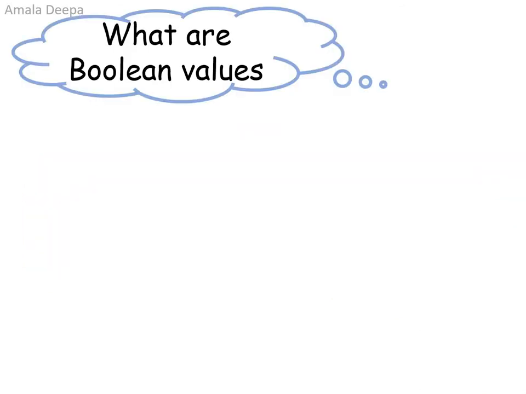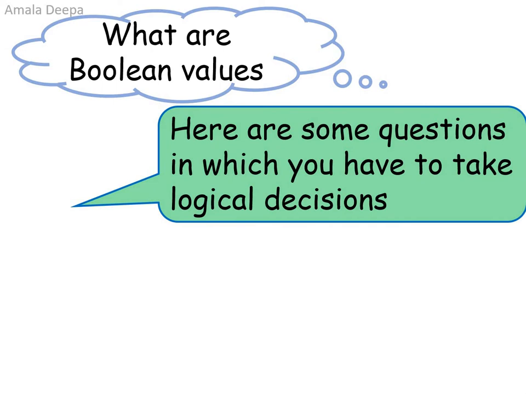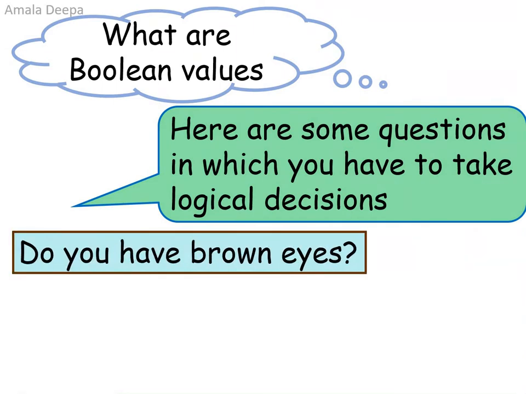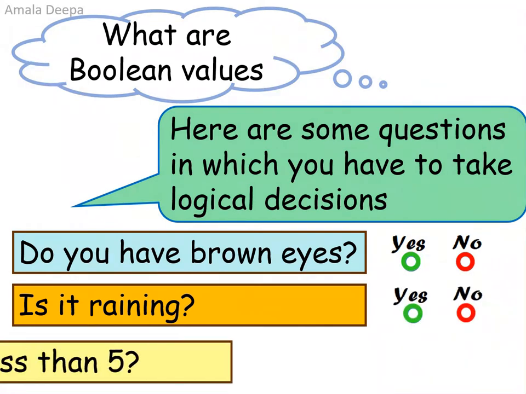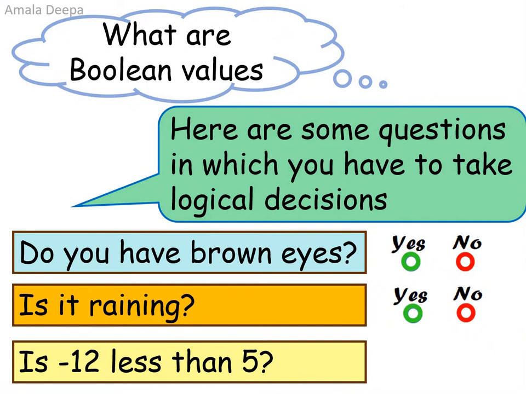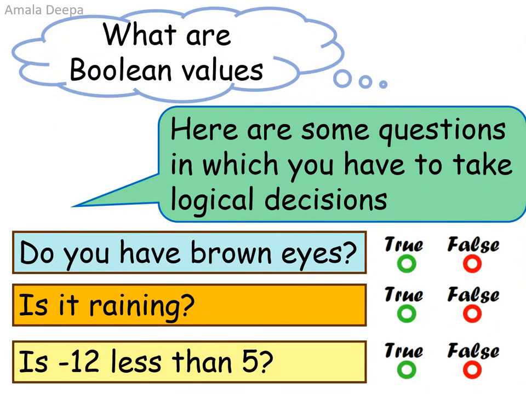What are Boolean values? Here are some questions in which you have to take logical decisions. Do you have brown eyes? The answer can be a yes or a no. Is it raining? The answer can be yes or no. Is minus 12 less than 5? Once again, the answer can be a yes or a no. We can also replace yes and no with the values true and false.